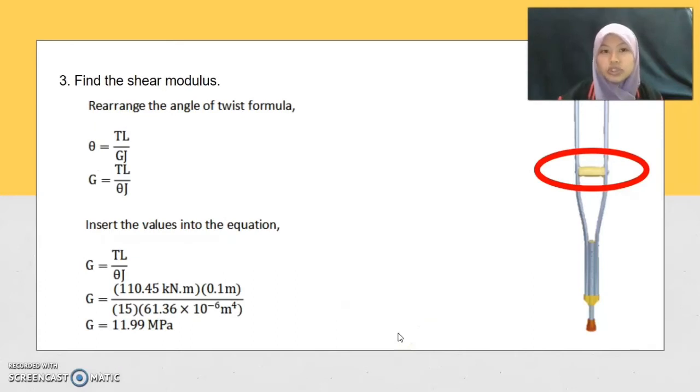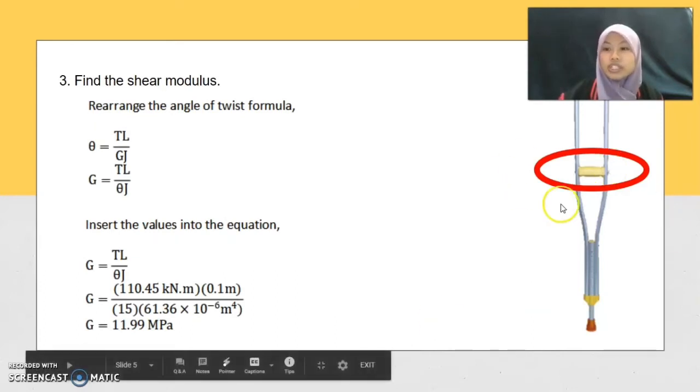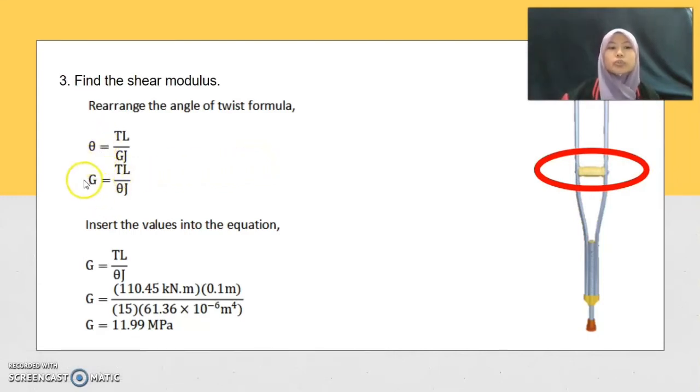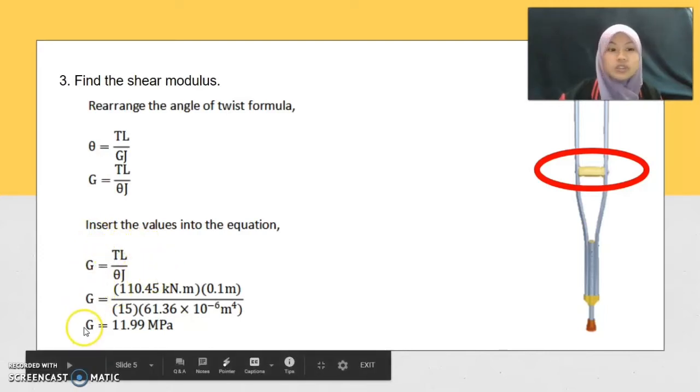Last but not least, we want to find the shear modulus of this part. First of all, we have to rearrange the angle of twist formula to make sure the G sits alone on the left. After that, we just need to insert the values into the equation like this, and the final value of G we have is 11.99 megapascal. I think that's all from my part.